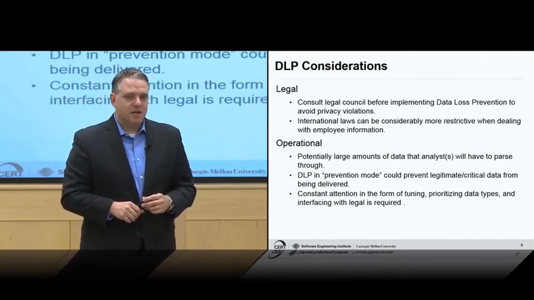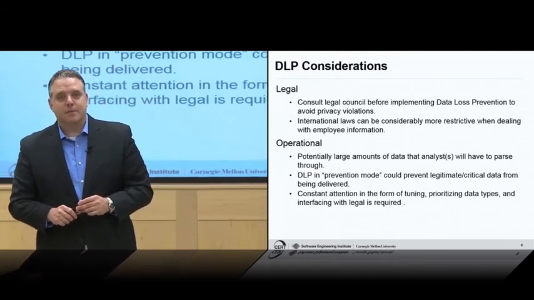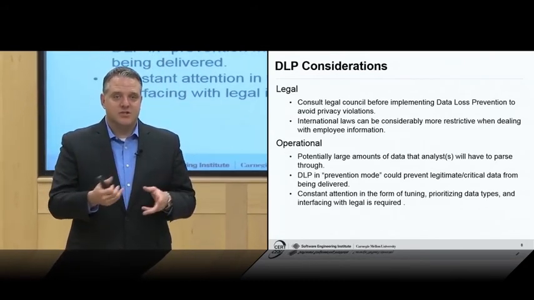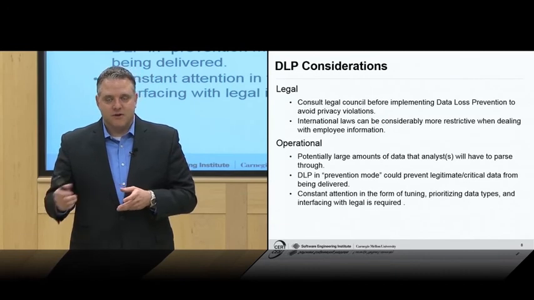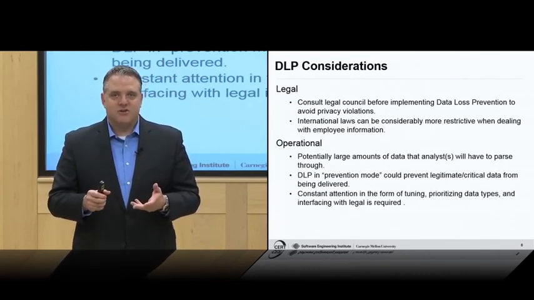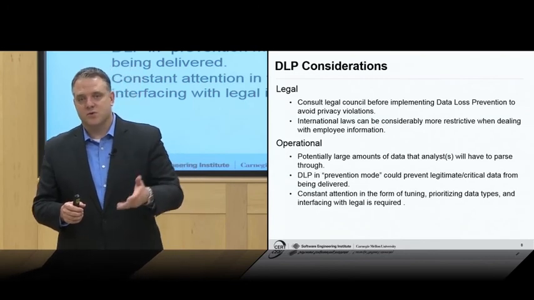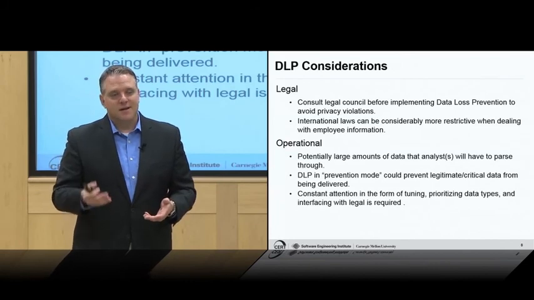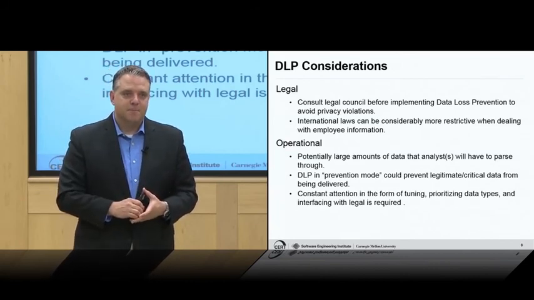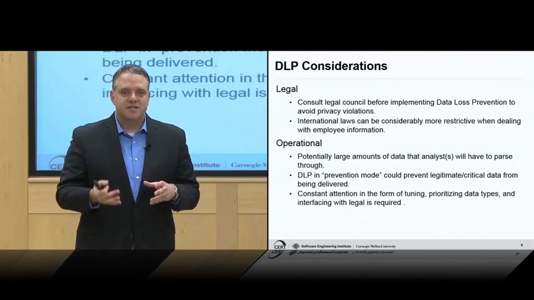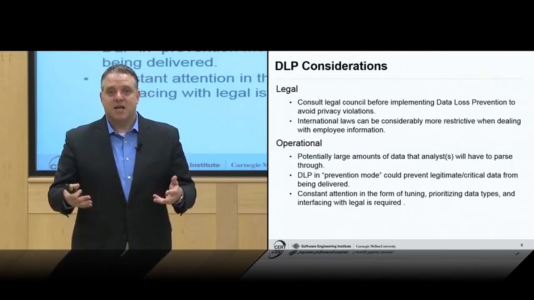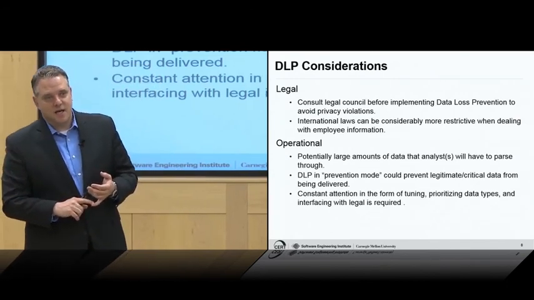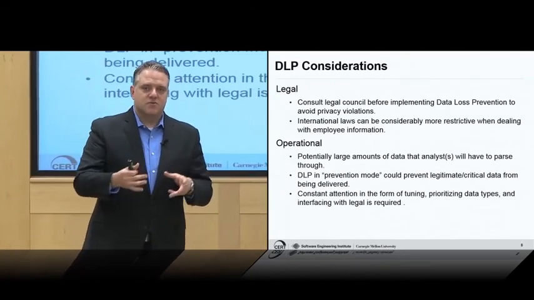If you operate DLP in prevention mode, where you're actively blocking transmission of data, just recognize that you might prevent legitimate data from being delivered. And so this is the trade-off of intrusion detection versus intrusion prevention. Do you want to block it, or do you want to allow it and be notified after the fact? It's a policy decision for each organization to make. And then DLP requires constant attention in terms of maintaining the policies you have in place to detect things, prioritizing data types, and then, of course, managing the alerts from it as well.